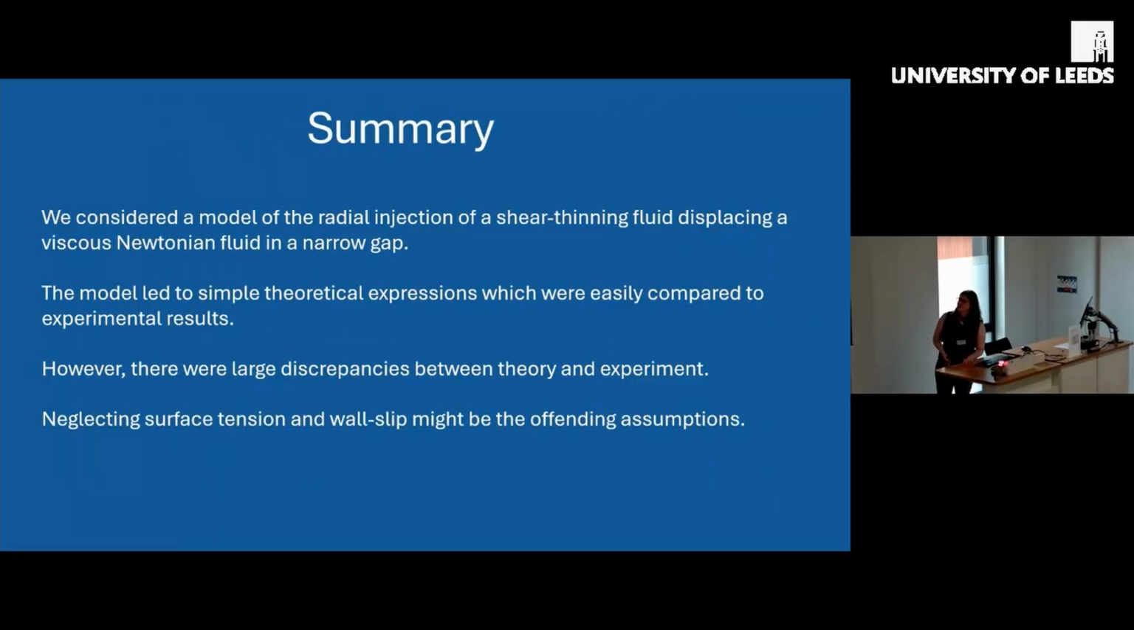So just to summarize, we looked at a model of the radial injection of a shear-thinning fluid to displace a viscous Newtonian fluid. The model, which was nice, led to really simple theoretical expressions, and we could easily compare that to experimental data. But those very basic comparisons, they did not match up. So there is really no point in going further at this stage until we either look at a different adjusted model or a better experimental setup, which is where I'm heading at the moment.